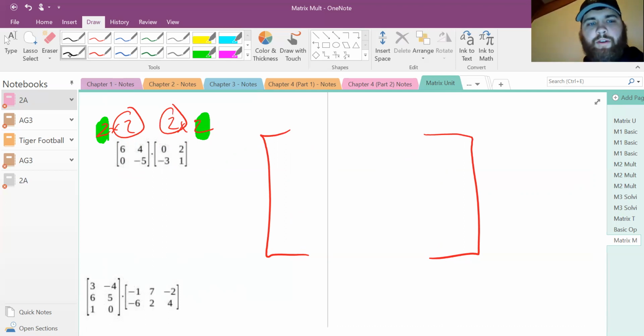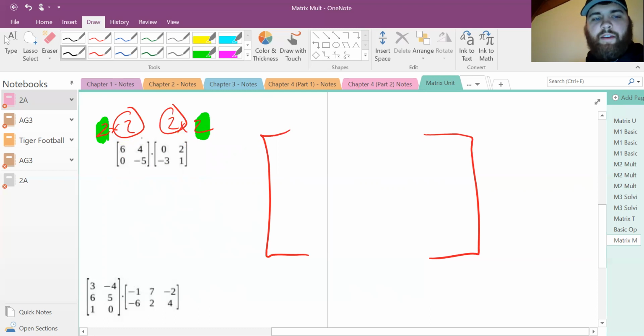Okay, so here's what we're going to do. We have the first row times the first column will give us this top left entry. So we have 6 times 0 plus, it's always addition, 6 times 0 plus 4 times -3.